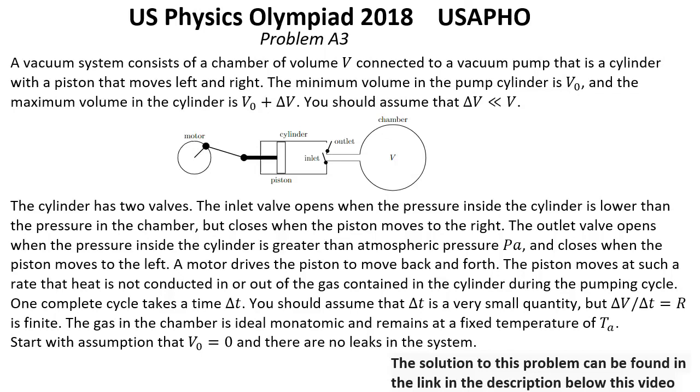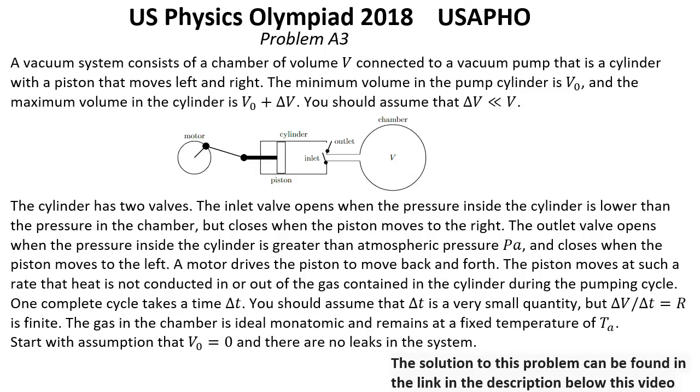US Physics Olympiad year 2018, USAPHO. Problem A3. A vacuum system consists of a chamber of volume V connected to a vacuum pump that is a cylinder with a piston that moves left and right. The minimum volume in the pump cylinder is V0 and the maximum volume in the cylinder is V0 plus delta V. You should assume that delta V is much less than V.